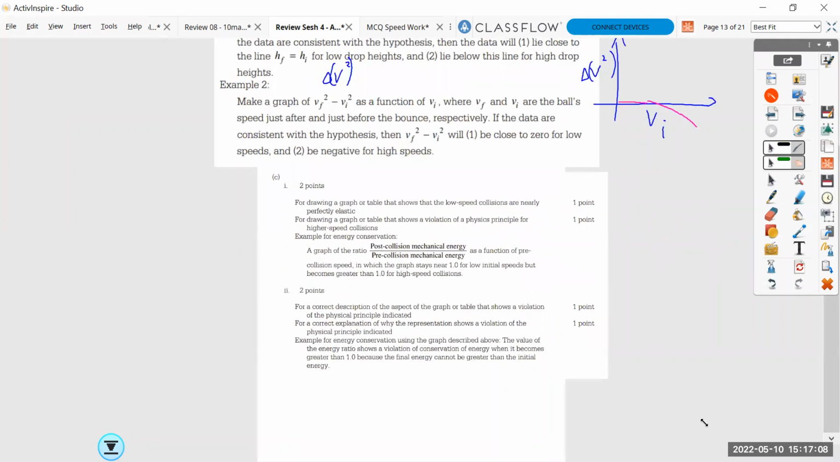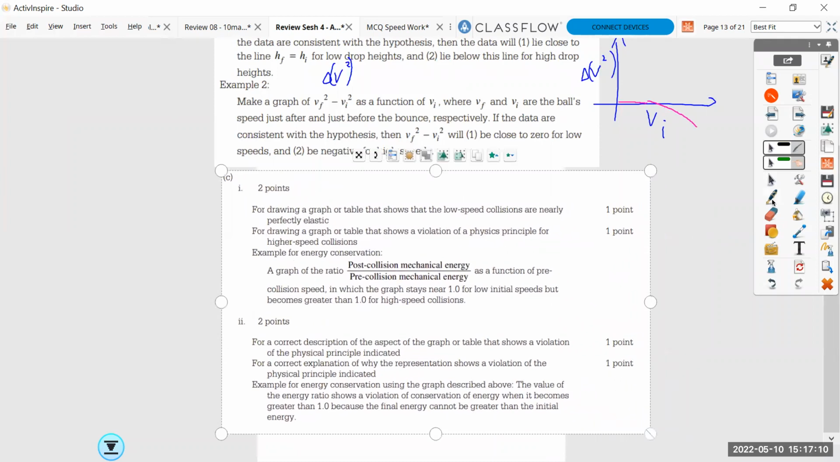And then for part C, again, what they're asking is really just drawing a table or graph that shows a big problem. And specifically, it says there's a variety of different physical principles you could use, but the whole problem is about conservation of energy. So conservation of energy is kind of the low-hanging one. This one's a little weird.